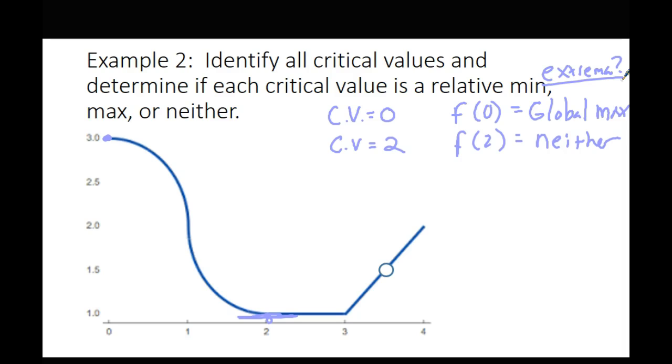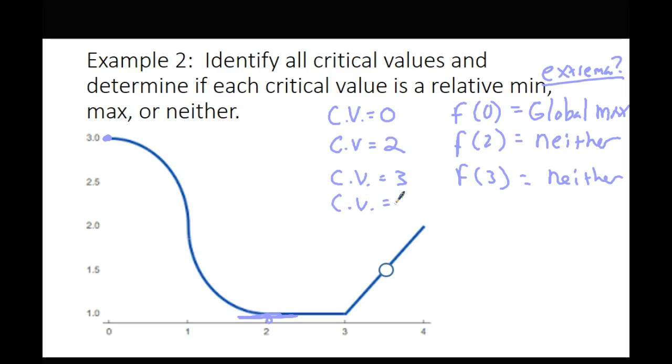All right. What's another critical value? 3. 3 is neither. Because there the slope is what? 0. No. Undefined. Because what do we have there? It's a cusp. So when you have a cusp, it's undefined. So is f of 3 a max or min though? Neither. So that's not a max or a min. And then 4 is a relative maximum. Okay.